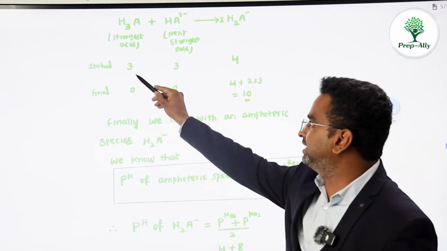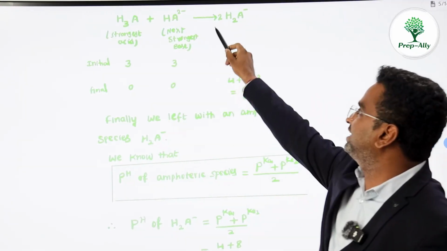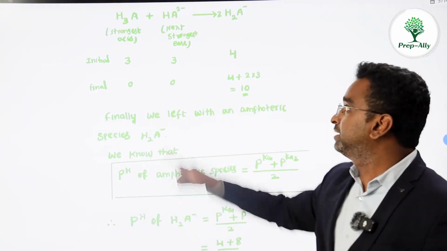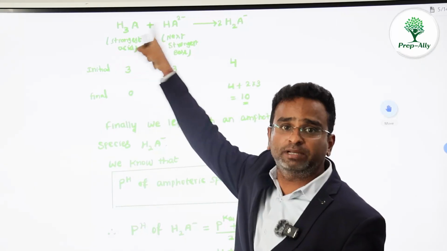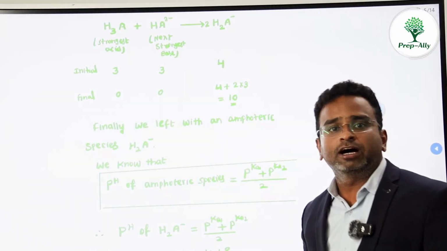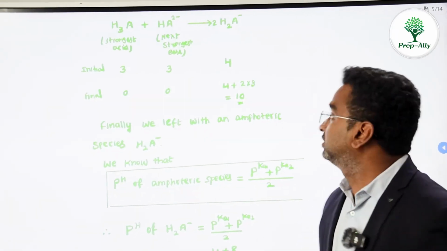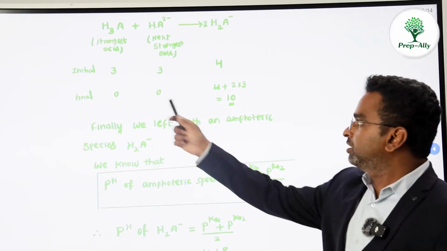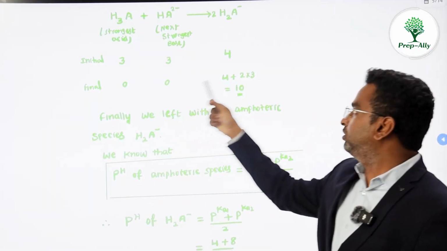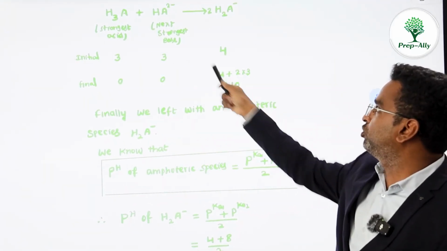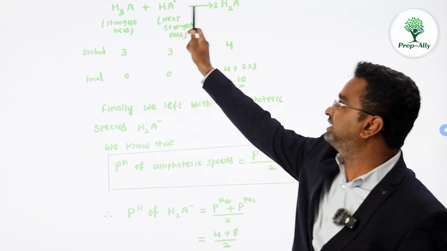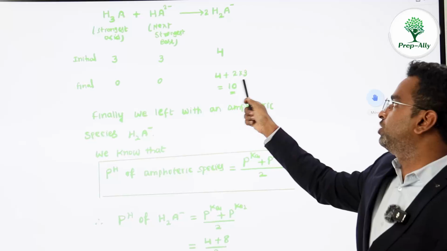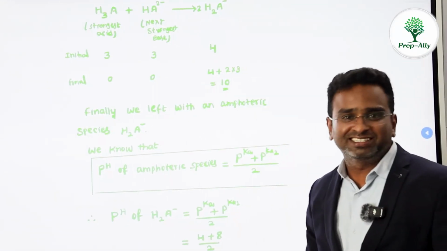So that is H3A now. The leftover excess is 3 moles, and with HA2 minus it forms 2 moles of H2A minus, meaning an H plus ion will transfer from this species to this species. It becomes 2 moles of H2A minus. Good. So the final thing: 0, 0 and 4 plus 2 moles forming. 3 moles of H3A will react with 3 moles, forming 2 into 3, so a total of 10 moles.